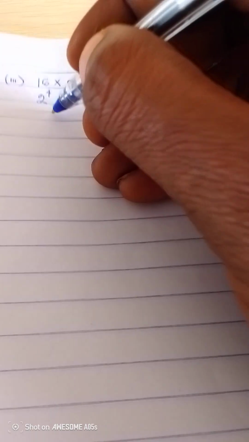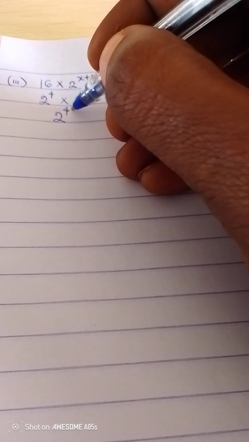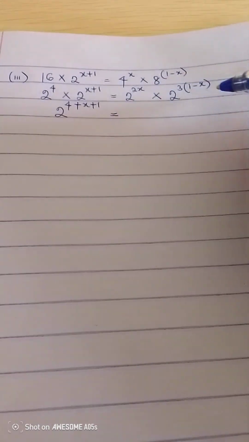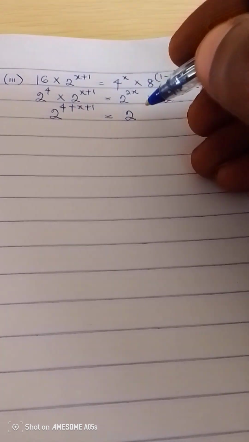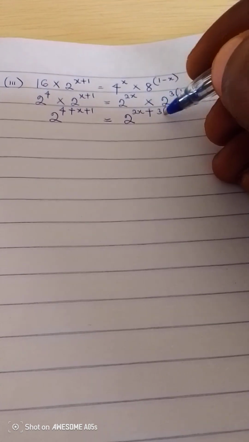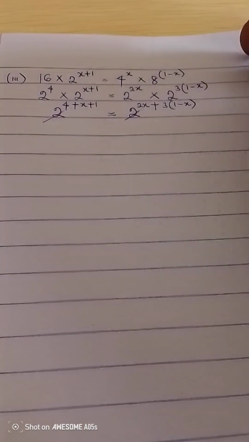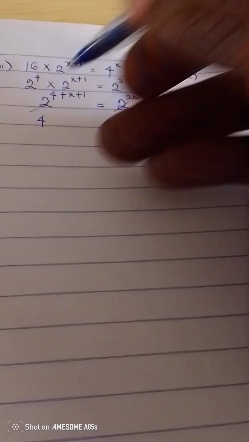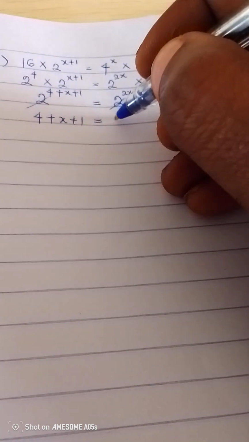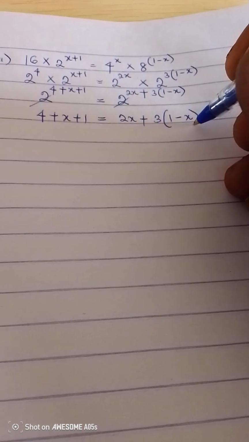On the left hand side, we can collect one of the base, then our power here is 4. Times means what? Plus what? x plus 1 equal to, we do the same thing on our right. We take one base, then this will become 2x. Our times means what? Plus 3 open bracket 1 minus x. So you can cancel out because they are the same base. So we have 4 plus x plus 1 equal to 2x plus 3 open bracket 1 minus x.